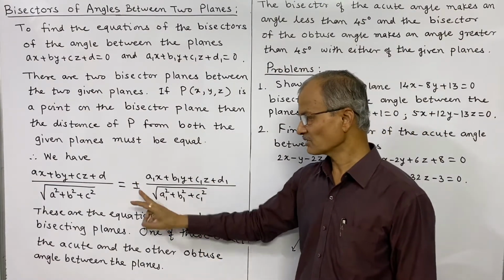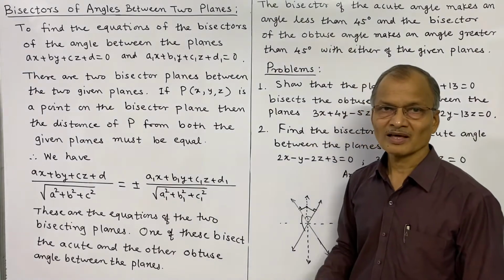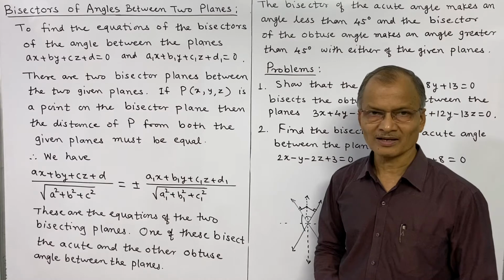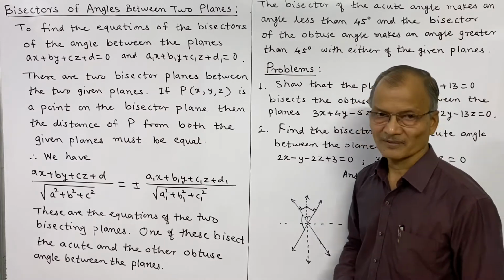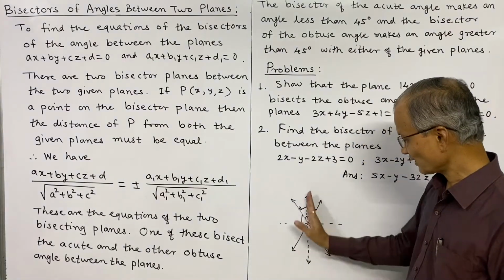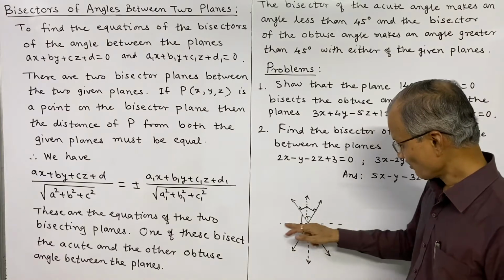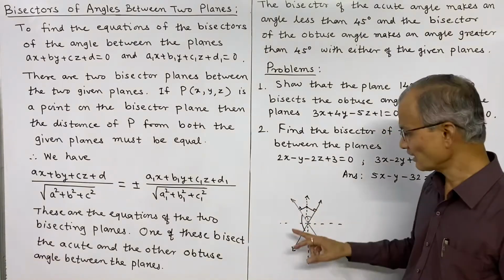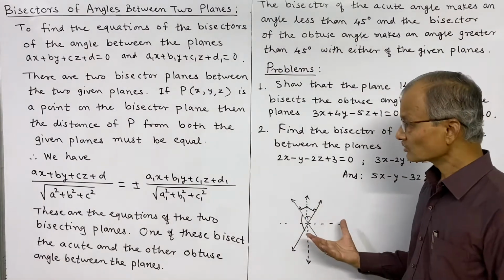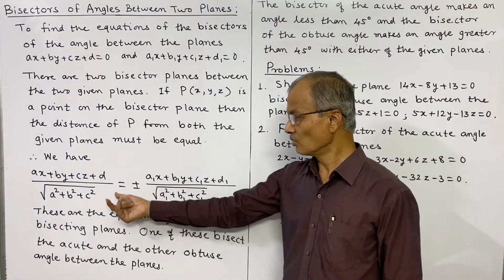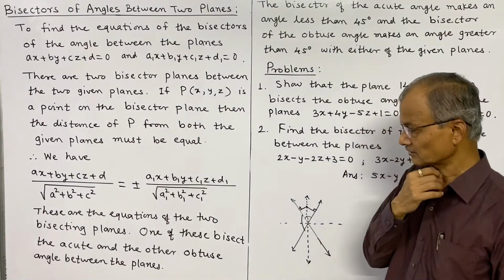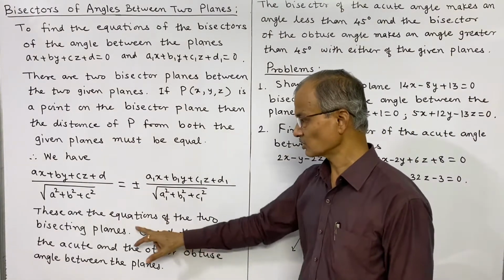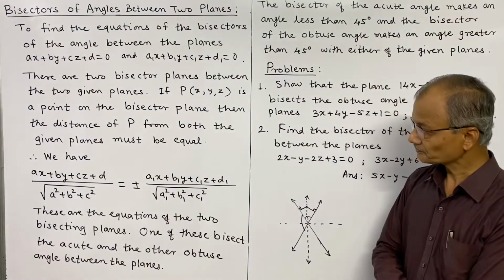And why is there a plus-minus sign? Because there are two types of bisectors. One bisects the acute angle, another bisects the obtuse angle. Like this, this bisects the acute angle between the lines and this bisects the obtuse angle, the greater angle. Acute means less than 90 and obtuse greater than 90. So there will be two bisectors of the planes, and these are the two equations of bisecting planes.